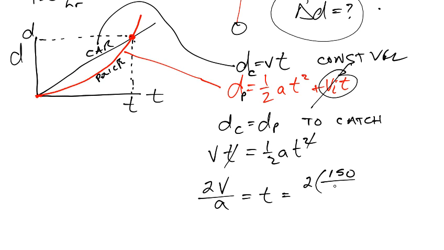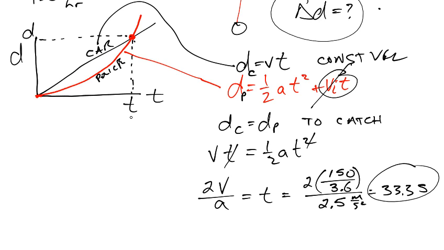Now, we can't use kilometers per hour. We have to change that to meters per second, so we have to divide by 3.6, which will give us meters per second. And we divide by the acceleration of the police officer, which was 2.5 meters per second squared. This ends up giving us an answer of 33.3 seconds. It takes just over half a minute for the police car to catch the speeder.